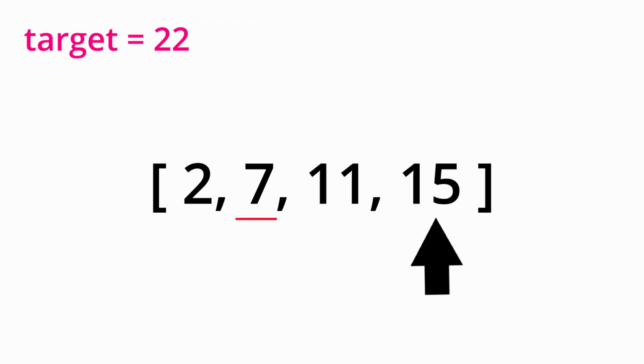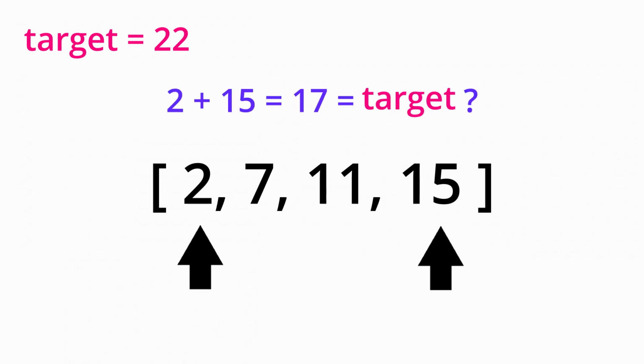Now let's try to visualize the more efficient solution using the two pointers pattern. So remember that two pointers means exactly that. We're going to use two pointers to keep track of two separate values simultaneously. So let's imagine that we have the same array and the same target, 22. This time we'll place a pointer at both ends of the array, hence two pointers. Following that, we simply add the value at the first pointer and the value at the second pointer together to see if they add up to our target.